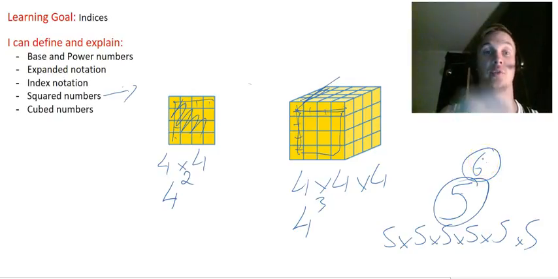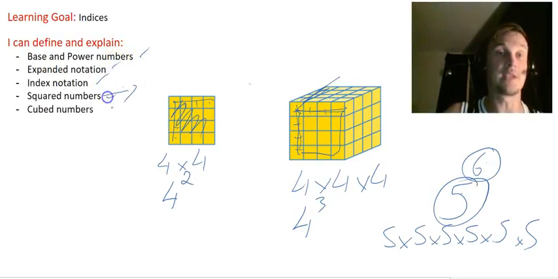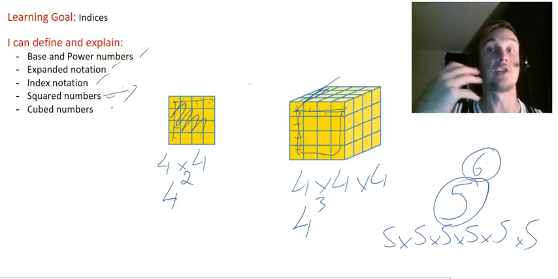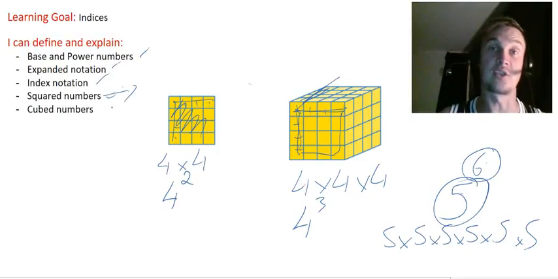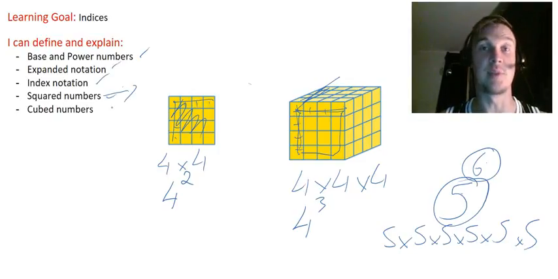Make sure you go through and know what each of these mean: what the base and power numbers are, what expanded notation is, index notation, squared numbers and cubed numbers, and you need to be able to calculate them.